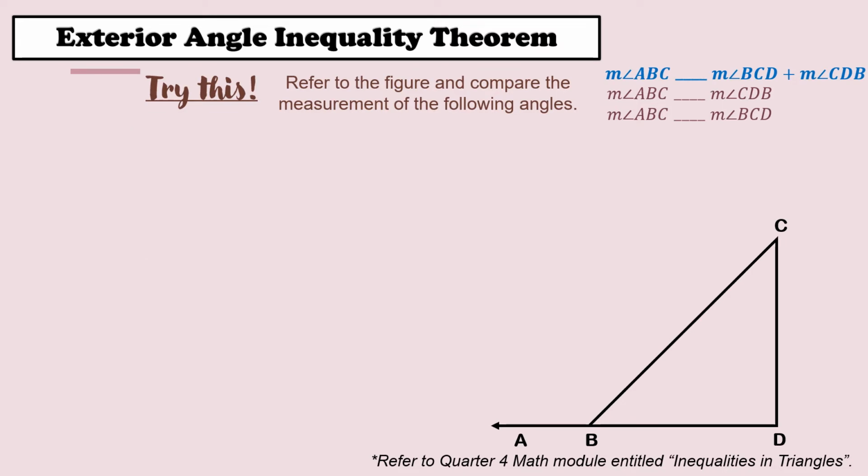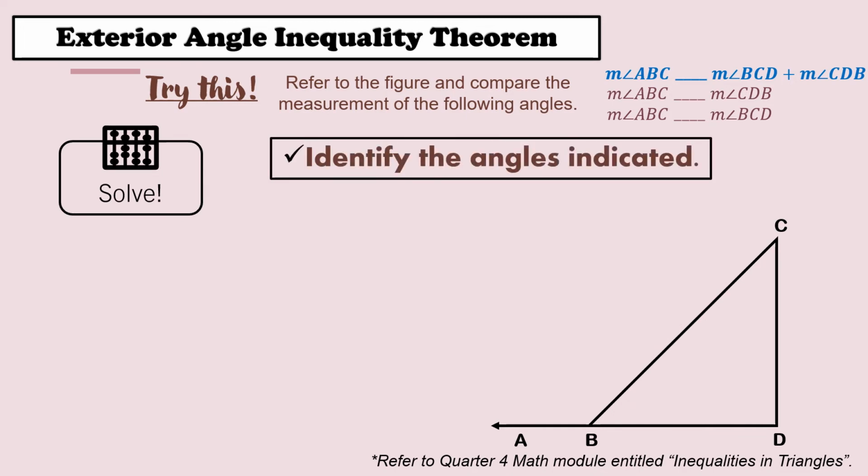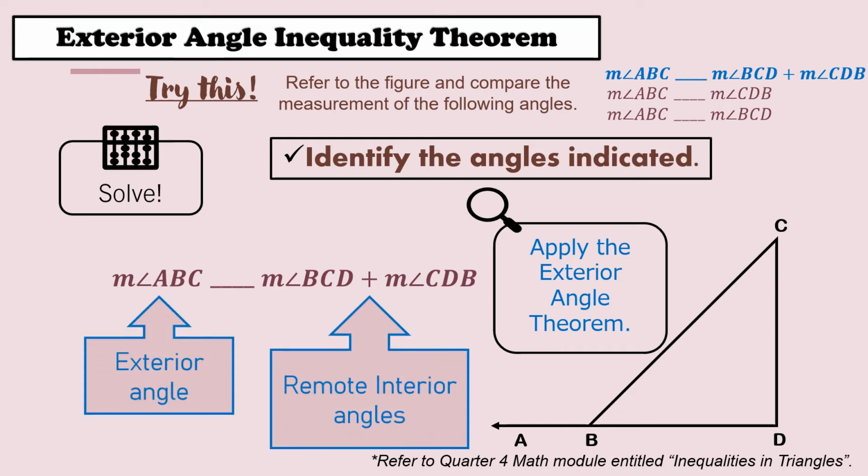Now that we know which theorems to apply, we solve the problem. First, we identify the angles that are indicated in the statement we have to compare. To complete the statement, we apply the exterior angle theorem. Here, we are comparing the exterior angle to the remote interior angles. From what we understand from the exterior angle theorem, we know that the measure of the exterior angle is equal to the sum of the measures of the two remote interior angles.